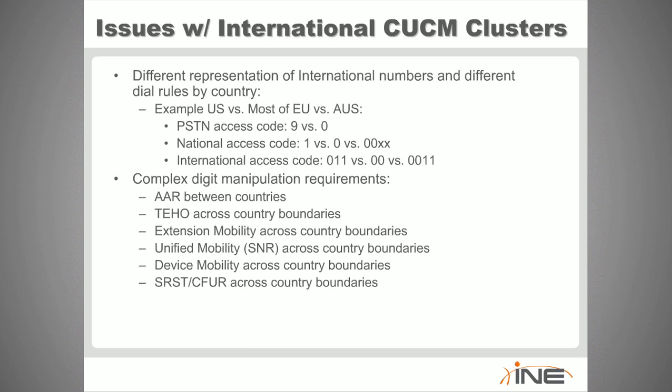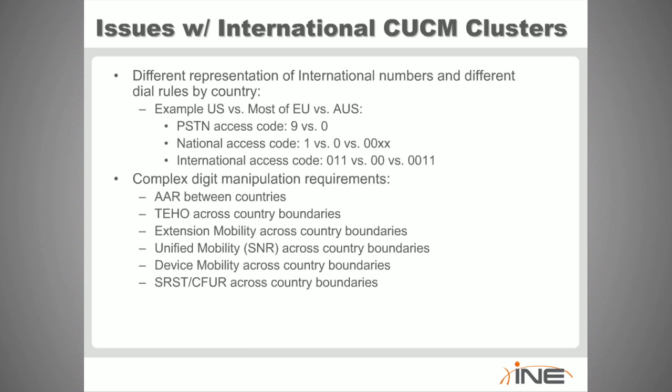So taking a look at some of the issues that we have with international CUCM clusters. We've got different representations of international numbers and different dialing rules country by country. So, for example, the US versus most of the EU versus Australia. The PSTN access code for the US is 9. UK is typically 9. Now, of course, this depends on what you want to use, right? I'm just saying most corporations in the US use a 9.